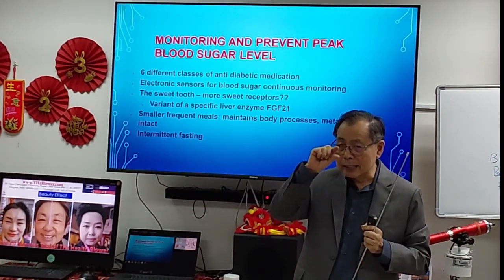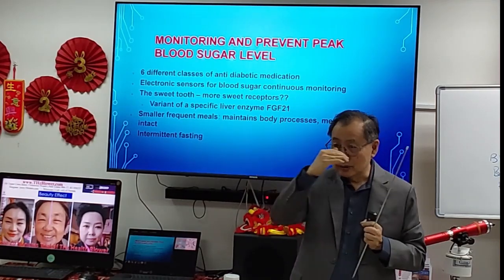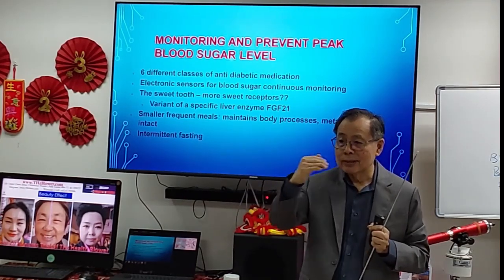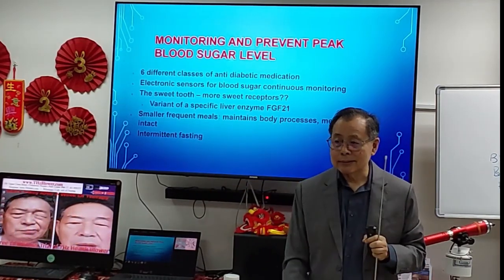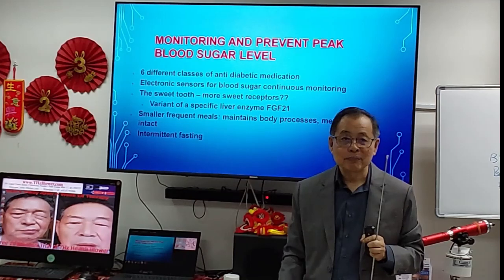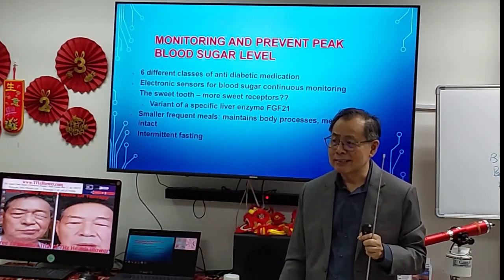So the idea of small frequent meals is to keep it at that level. So if you find intermittent fasting doesn't work, this is an alternative. A small frequent meal every 2 to 3 hours. Small amount.